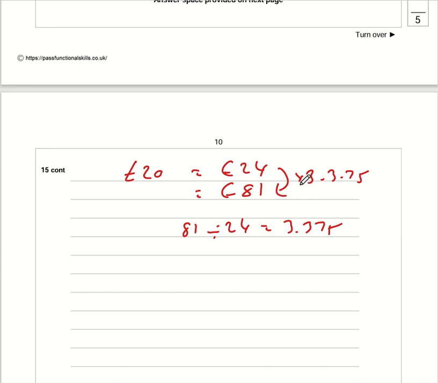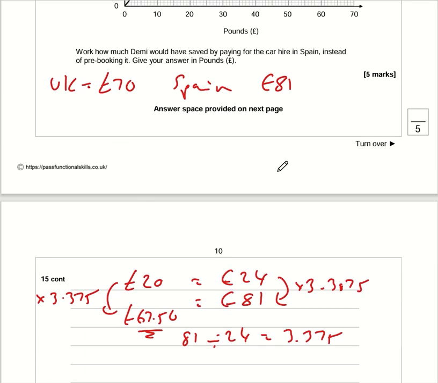And if you're not sure, just double check it. So we've got 3.375 times more euros. Therefore the equivalent in pounds will be 20 multiplied by 3.375. And 20 times 3.375 is £67 and 50 pence. Okay, so it's a little bit cheaper in Spain. In the UK it was £70.